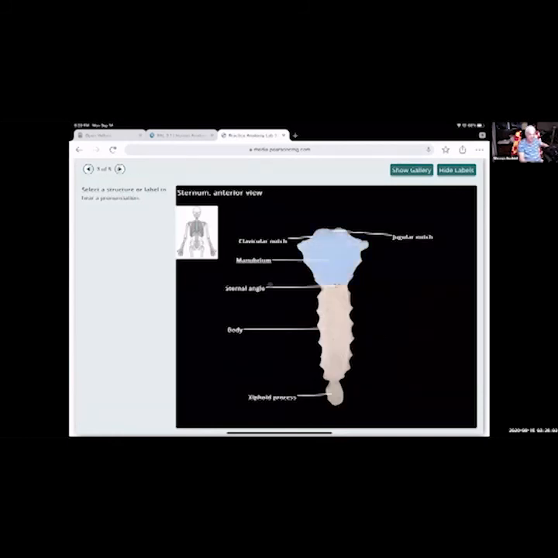Okay, this is your sternum. You can see the jugular notch up at the top here. You can see the clavicular notch. This is where the clavicle attaches to it. This is the manubrium, the top portion of it. This is the sternal angle, between the body and the manubrium. Then the body of the sternum, and then the xiphoid process, which is the tip of the sternum.